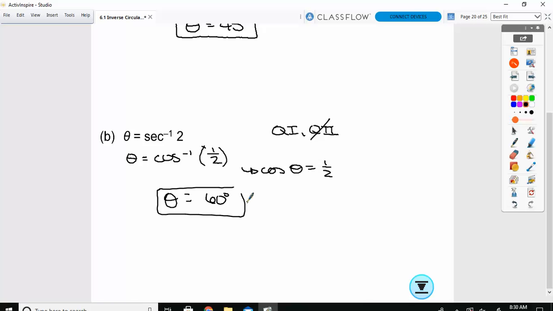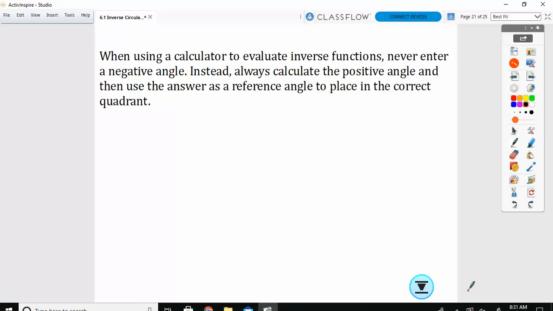The one thing I want to discuss, sometimes I might give you angles that aren't on the unit circle, so we have to use our calculator. The calculator can be dangerous. When we use this, never enter a negative angle.